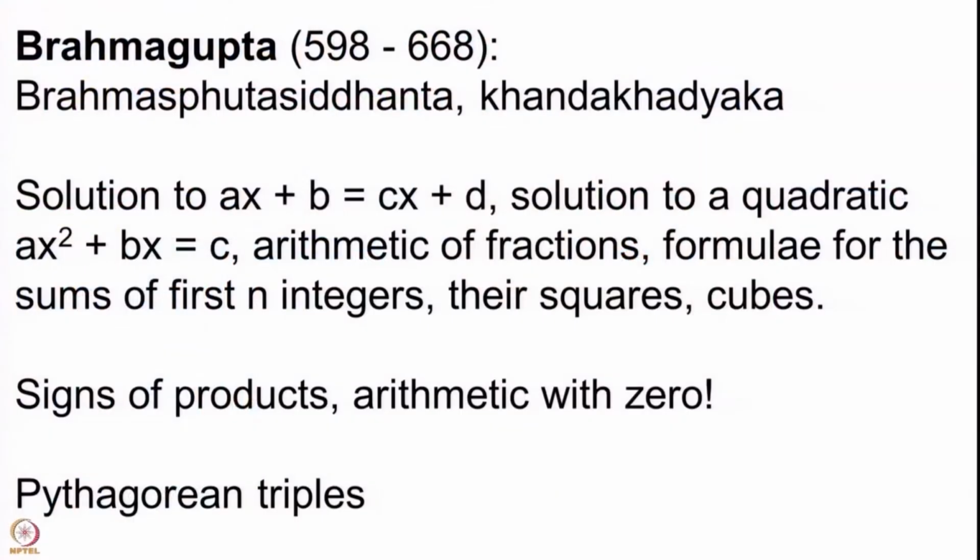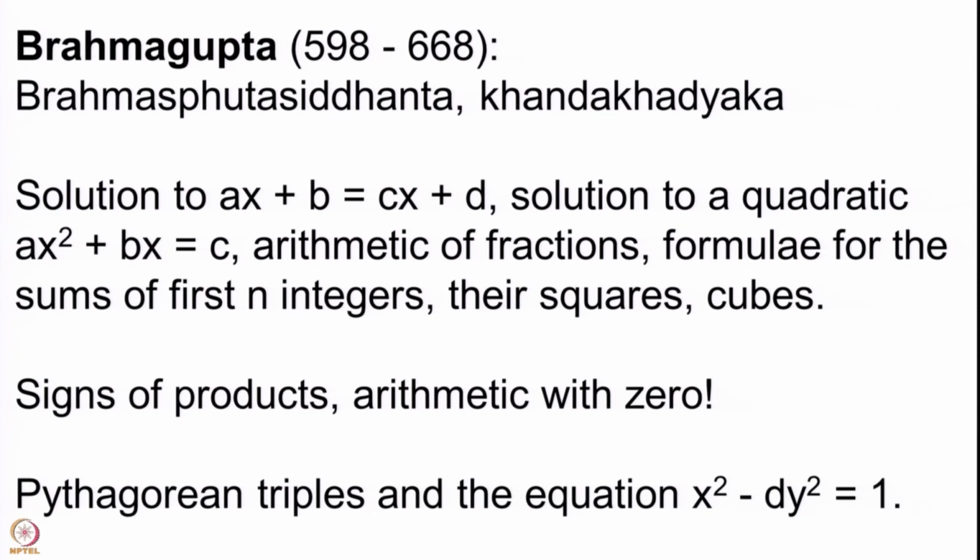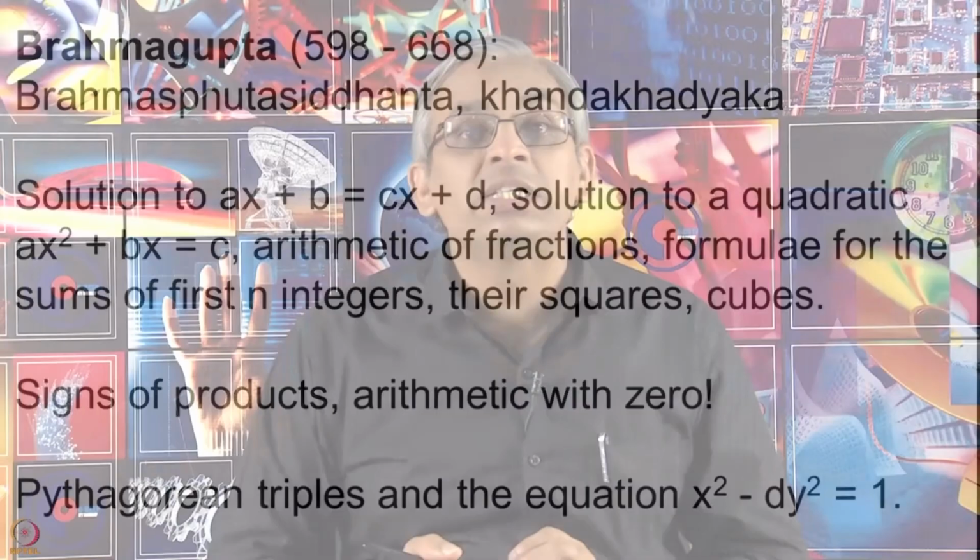He is the one who introduced the arithmetic with 0, and if you are still not impressed by his work, he is the one who also described Pythagorean triples. He is the first one to have described them, and ultimately he also solved this x squared minus d y squared equal to 1. He was the one who wrote down solutions for this.